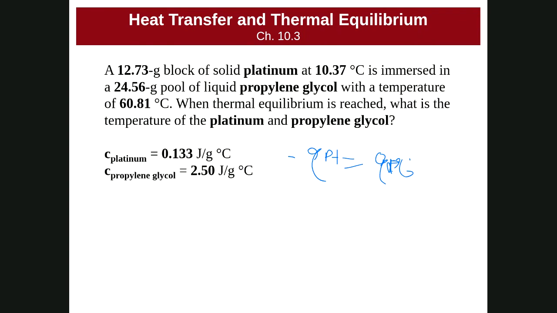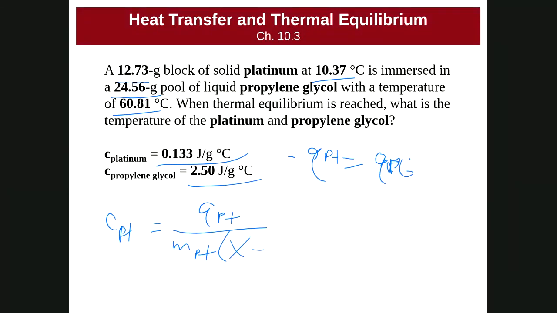Okay, so how do we calculate these Qs? We are given a heat capacity for both. We're given masses and temperatures for both. So let's write this out. Our C platinum is going to be equal to our Q platinum over our mass of platinum and the temperature. So our final temperature is X, and our initial temperature was 10.37 degrees Celsius.